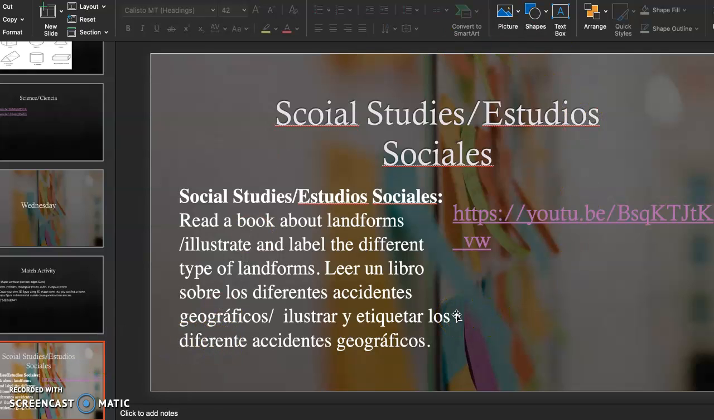And then for social studies, you're gonna have the option to read a book about landforms or illustrate and label the different types of landforms.